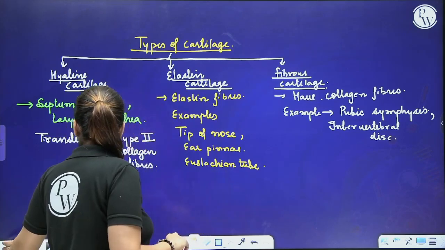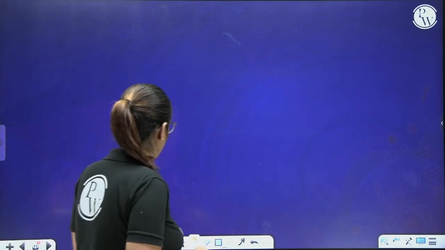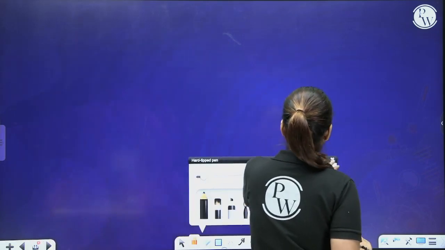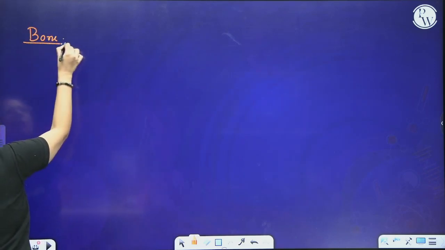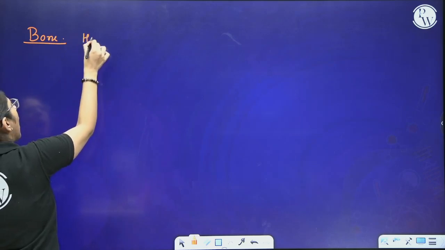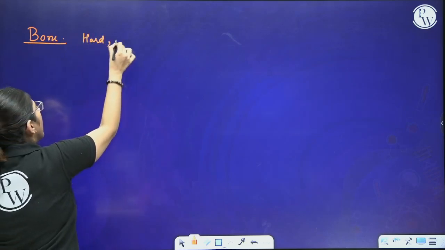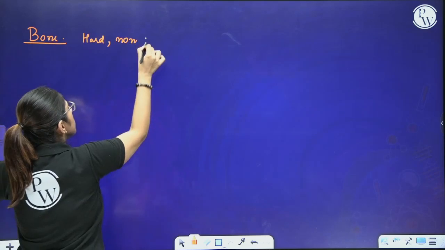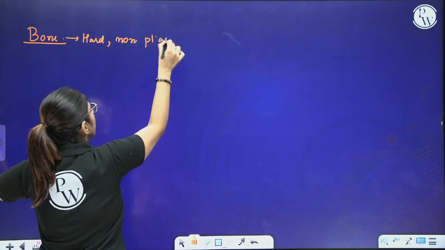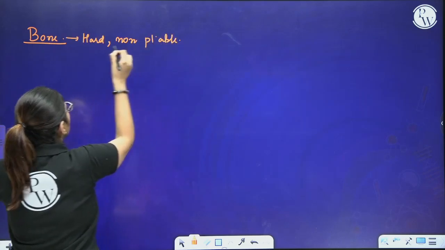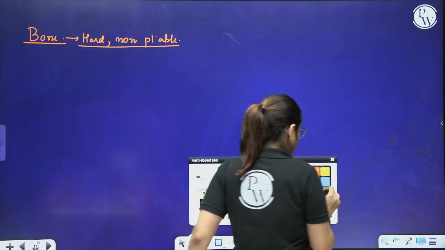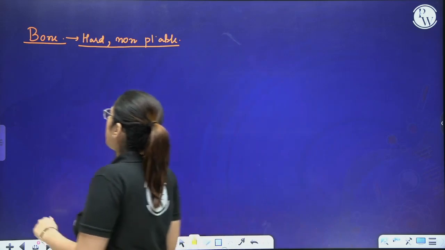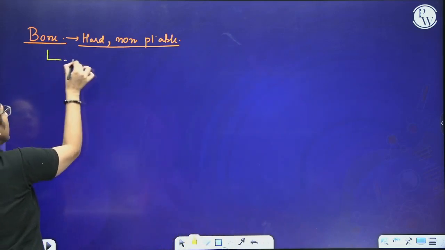Now, let's talk about the bone. Yes. Let's talk about the bone. So bone, you know, is a hard and non-pliable structure. That means it is very difficult to move. And you know why? There's a reason for it. Let's talk about it. So in the bone, you will find three further things.